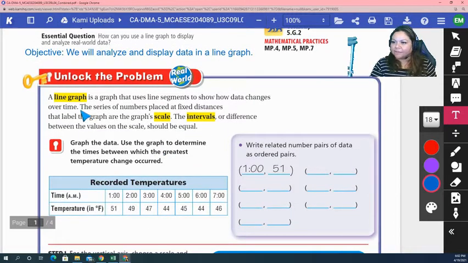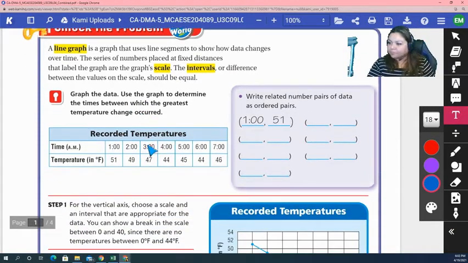What is a line graph? A line graph is a graph that uses line segments to show how data changes over time. The series of numbers placed at fixed distances that label the graph are the graph scale. So we're going to be looking at that. What is the scale? The intervals or difference between the values on the scale should be equal. In other words, when you make a graph, you have to make the numbers on the bottom spread out evenly or equally.